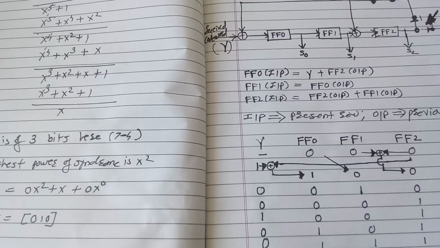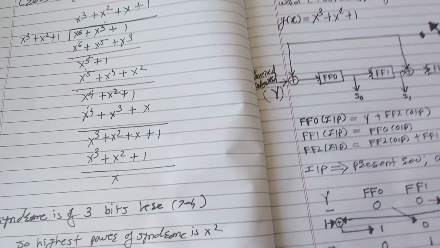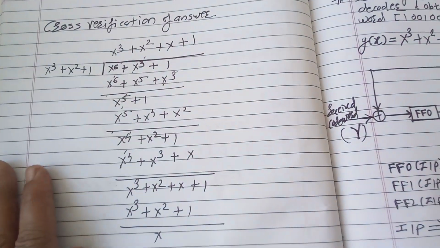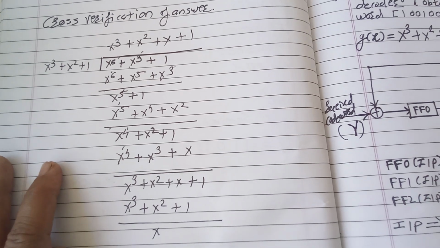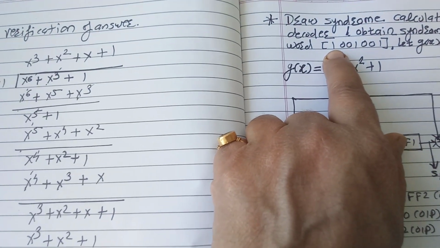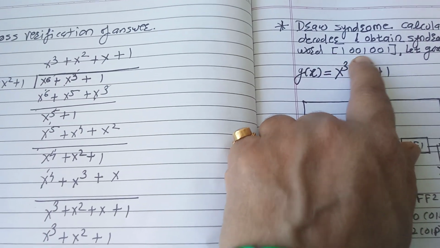In the exam, if you have time and you have solved this problem, you can cross verify your answer with this method. For that, you have to use the division method. In that, you divide y(x) by g(x) and compute the syndrome. So y(x), you have to form from this y. You know how to form the polynomial if you are given the bits.